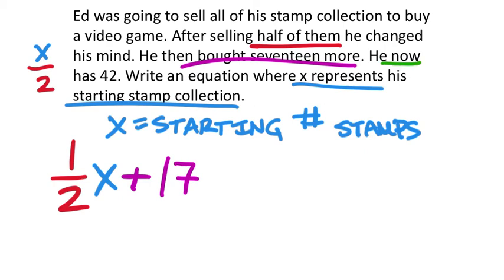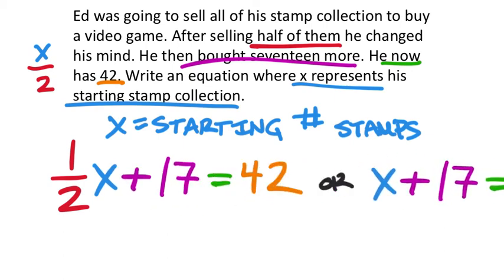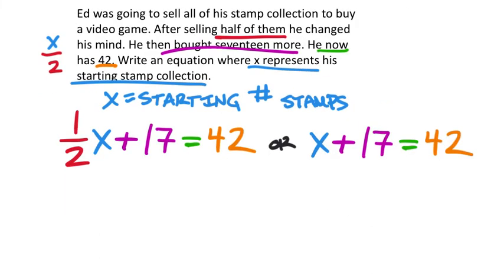Now in the end, because this is what he has now, so this is what it will equal, he ends up with 42 stamps. So 1/2 X plus 17 equals 42. This would be the equation you'd need. Again, you could have shown it like this, so I'll show both ways here, where none of this stuff really changes. The only difference perhaps is where you have divide by 2 like this.